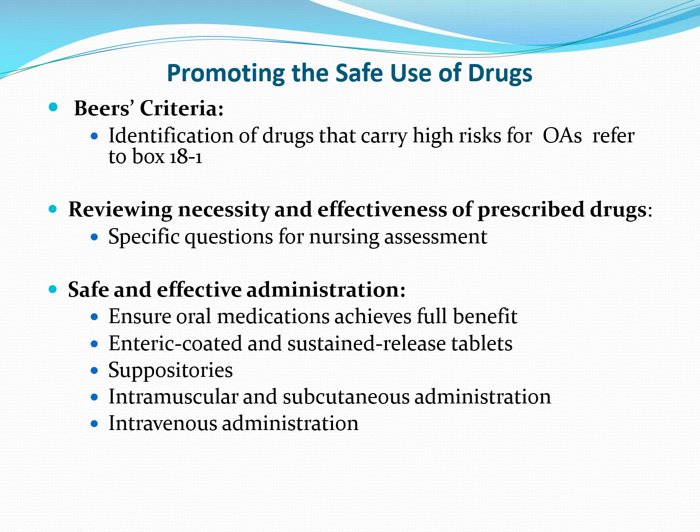Now, to promote the safe use of drugs, there is one criteria that I want you to refer to, which is Beers criteria, which can identify the drugs that carry a high risk for older adults. You can find this in a box in your textbook.